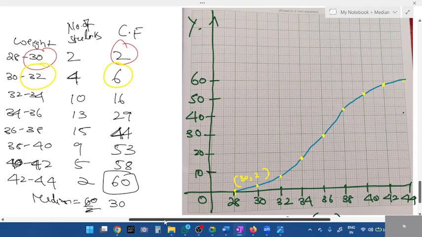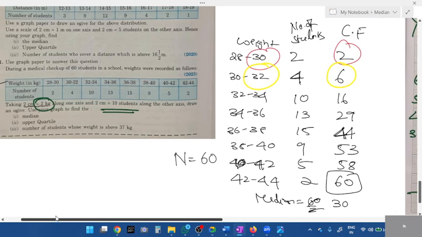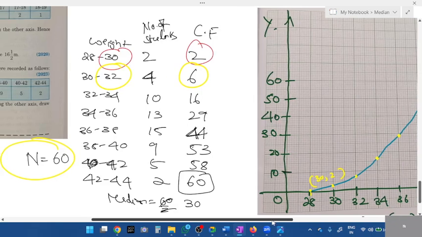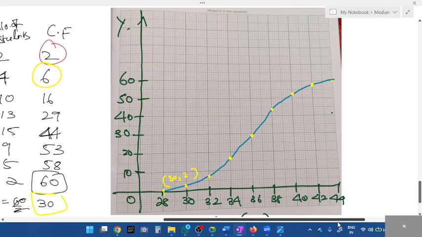First thing, what they've asked us to find. Median. For median, what do we need to calculate? n is 60, right? X-axis or y-axis? From where do I start? What is median, student? 60 divided by 2. 30. So take 30. That is not the median answer. From 30, draw a straight line like this. Where it is touching, from there, drop the line down.